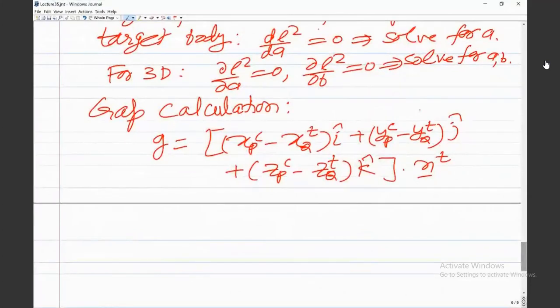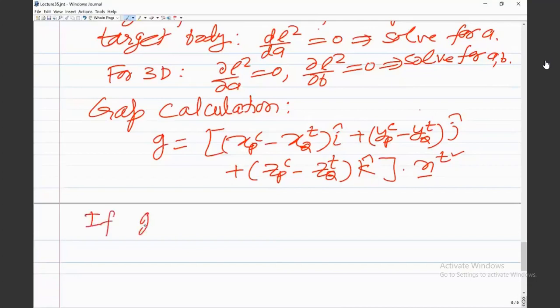We know the contactor body point and the corresponding closest point on the target body. What is the gap? And this gap vector is a signed distance from target point Q to contactor point P. So it's a vector in that direction because N^T is normal to the target, so it would be towards the contactor body. So now depending on the situation, you could have two possibilities.